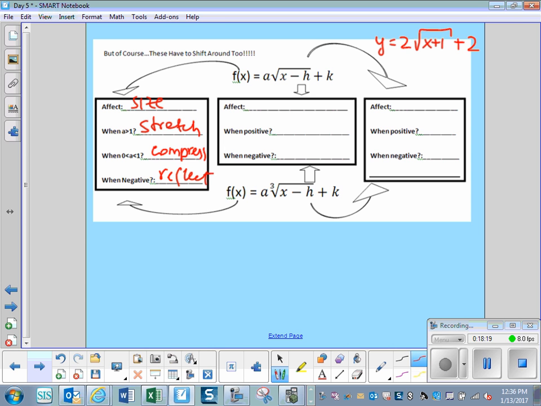What about h? Right or left? When h is positive, h is greater than 0. Do you go right or left? Left, yes. It's left. It's positive, it's left.